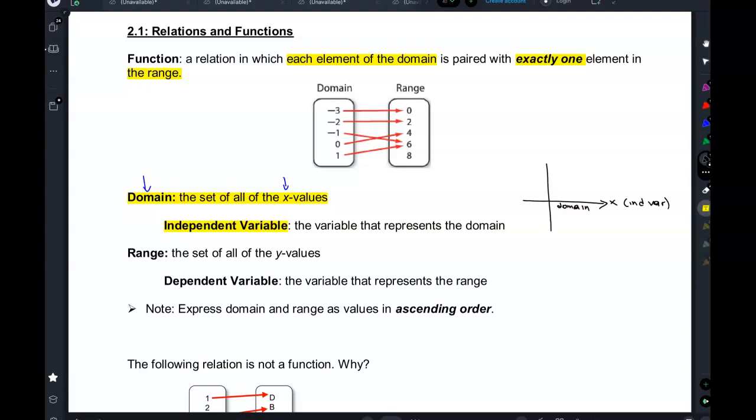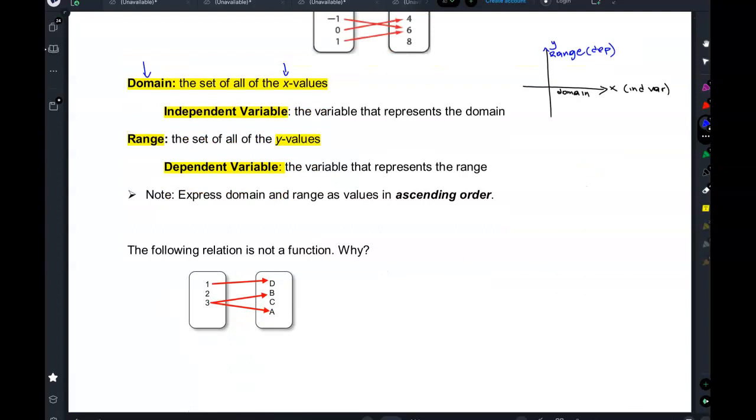So x, the domain, the independent variable, all go on this horizontal axis. Now, the range is the set of all of the y values, and those are called the dependent variable, and all of those always go on the vertical axis. So the y, the range, the dependent variable are all on that vertical axis. All right? Whenever we express domain, we have to always go in ascending order, increasing order.